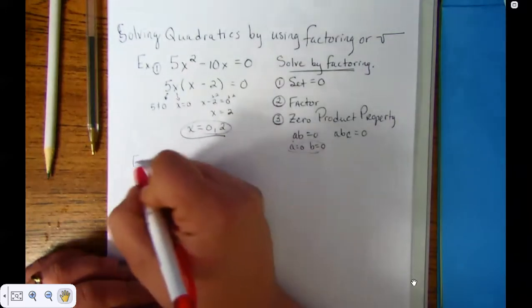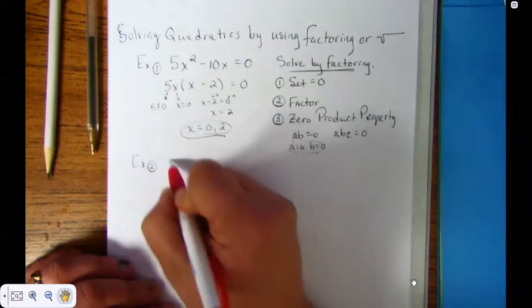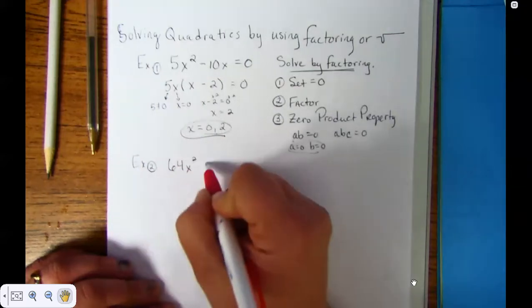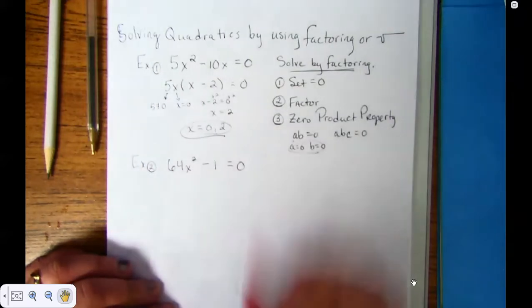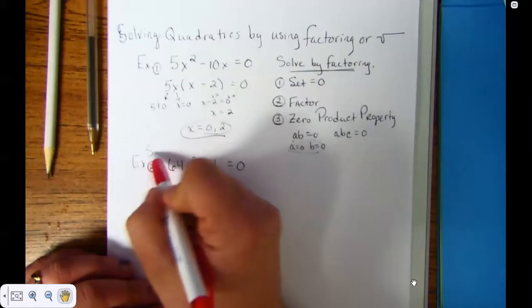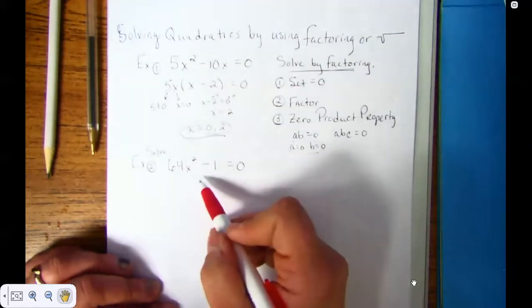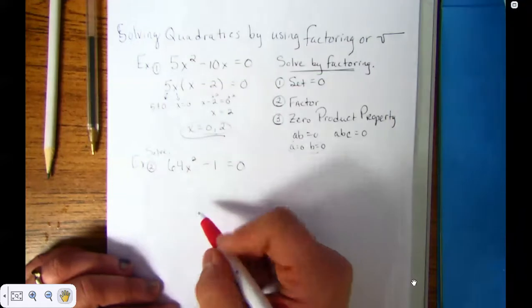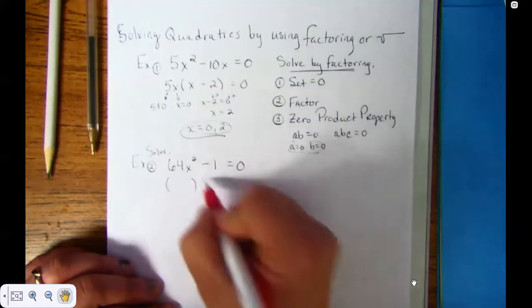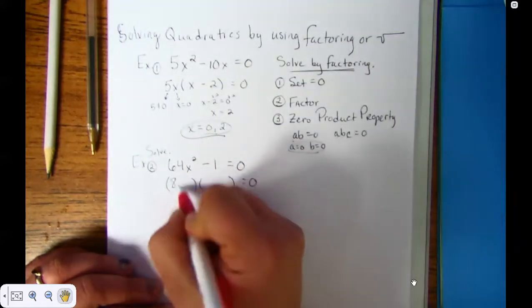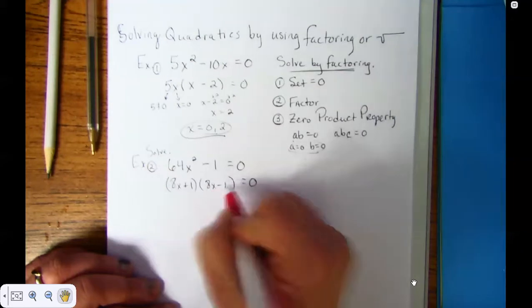Example number 2. Let's say you had 64x squared minus 1 equal to 0. And my direction to you is to simply solve. Well, I look at this and I say, oh, factor. Is there a GCF? No. It's a difference of two perfect squares. We're calling the factoring 8x plus 1 times a quantity 8x minus 1.